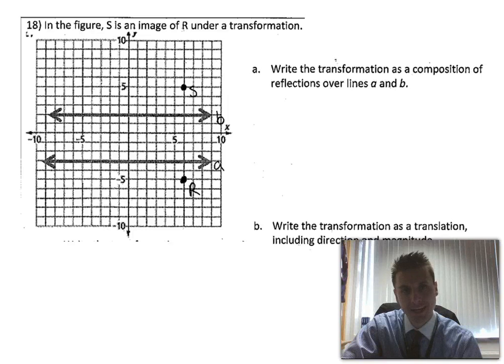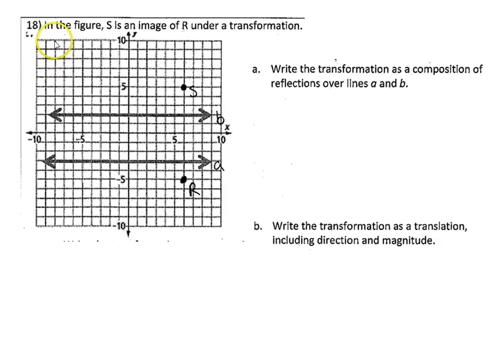Everybody, Mr. Buckley here with number 18 and number 19 from one of the geometry review packets. Number 18 is up on the screen, where we have in the figure, S is an image of R under a transformation, and that's very important to note here: S is the image. So what that means is that we start with R and we're ending with S. S is the image of R under a transformation.